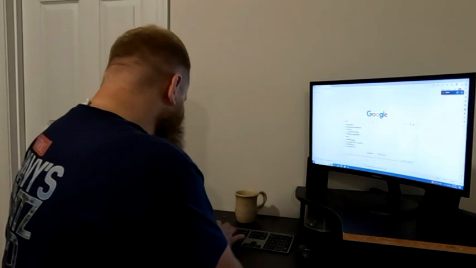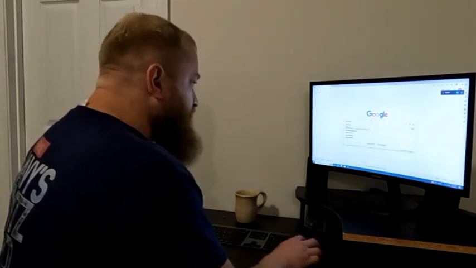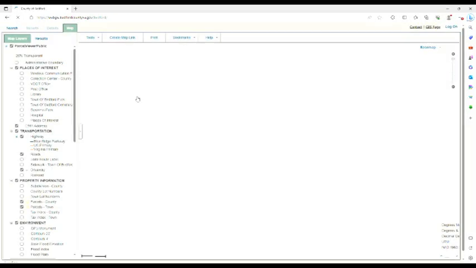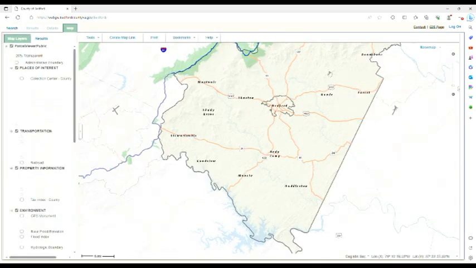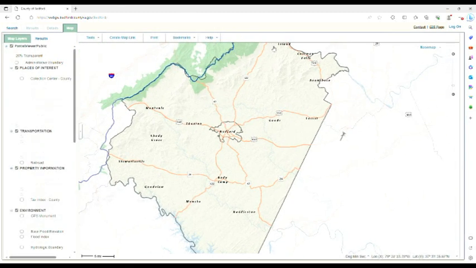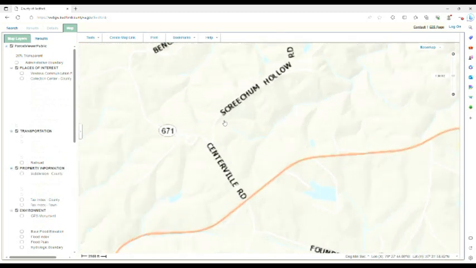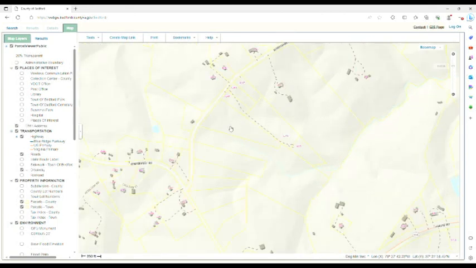So this is in Bedford County, and this is their GIS. So if you look at the map, this is the map of Bedford County. I'm going to zoom in on where this piece of property is. It's on Screechum Hollow Road. So it is this block of 5 acres right here.